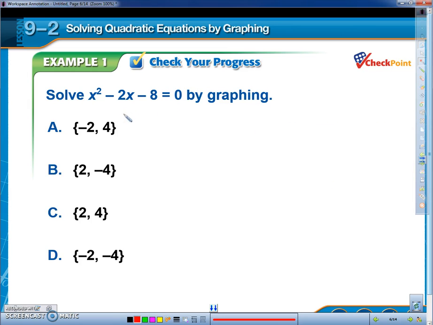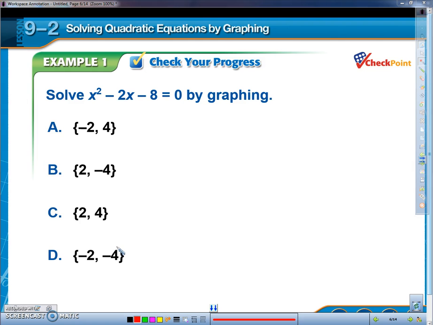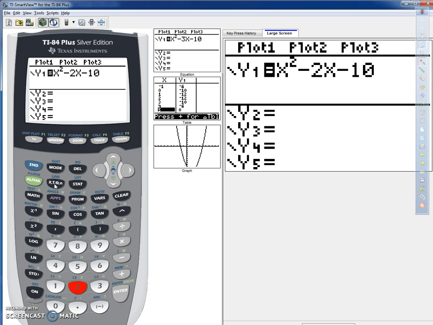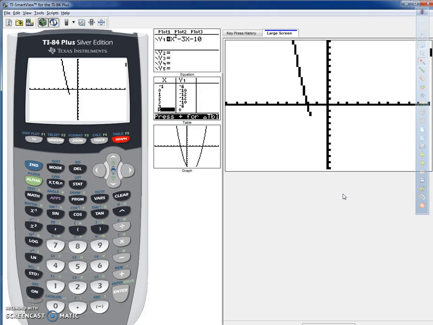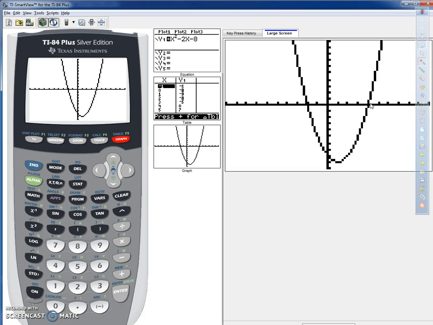Okay, so let's solve this one by graphing: x squared minus 2x minus 8. Again, I know you're thinking it's cheating, but it's not. x squared minus 2x minus 8, delete, graph it. The only thing I would say to really watch out for is if it's outside of the window, and that's when you would have to look at your table and make sure. Remember, we're looking at when y equals 0. Looking at the graph, it looks like it's going to be -2 and 4.